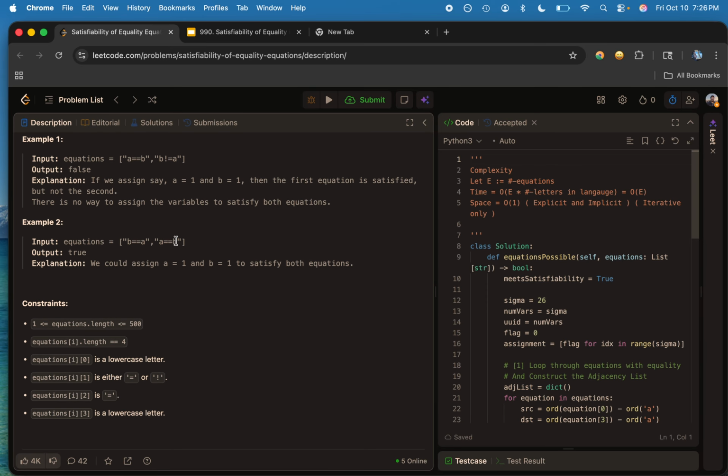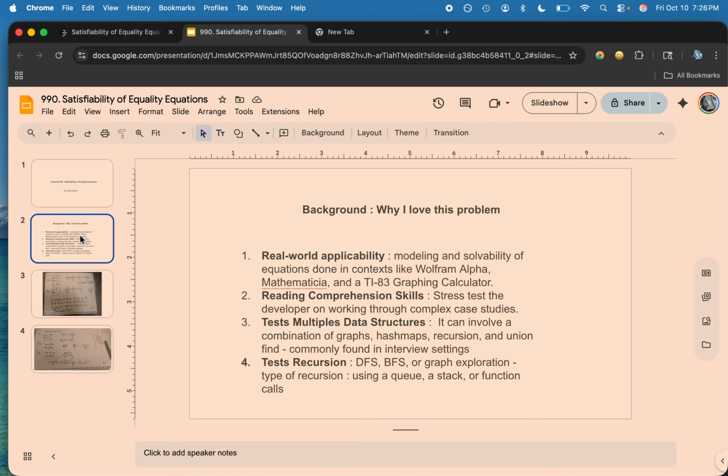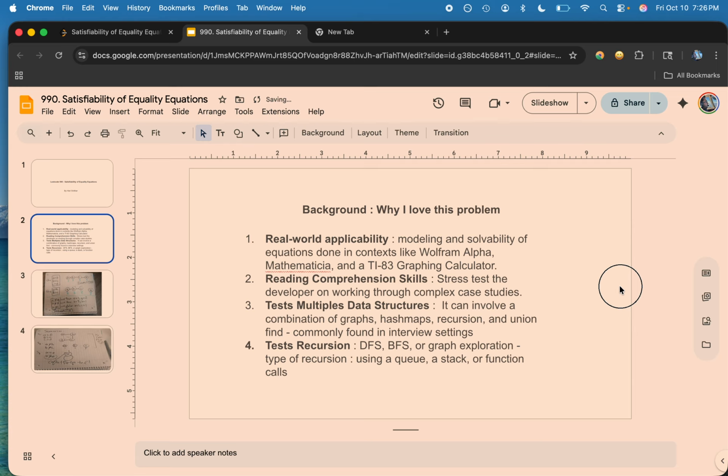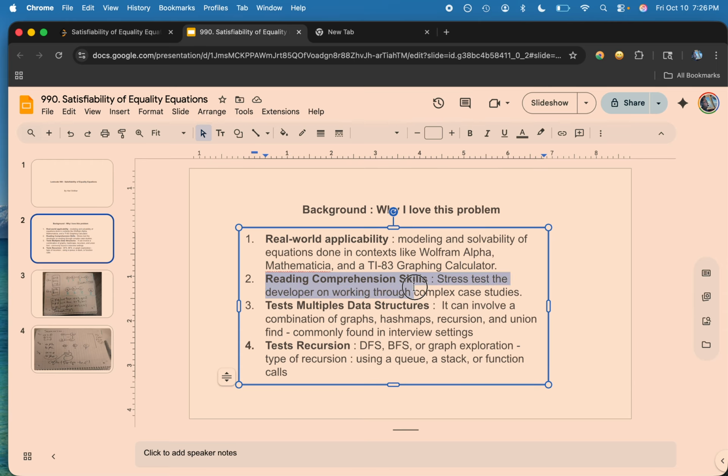All right, so let's take a look at why this is one of my favorite problems. Why do I love this problem? A couple of different reasons. The first being the real-world applicability. It emulates the modeling and the solvability of equations done in contexts like Wolfram Alpha, Mathematica, and a TI-83 graphing calculator. The second being the test of reading comprehension skills.